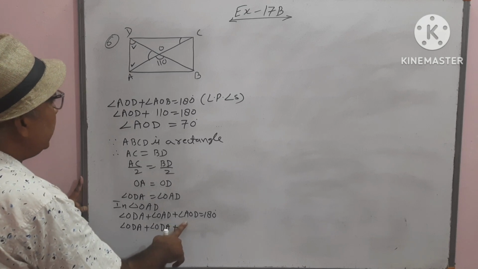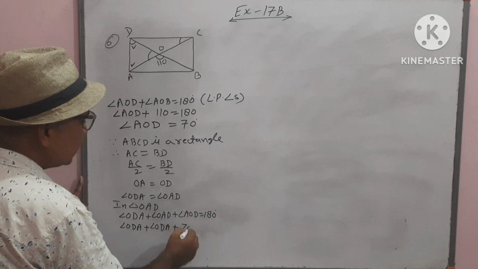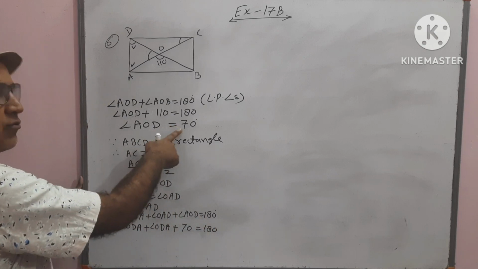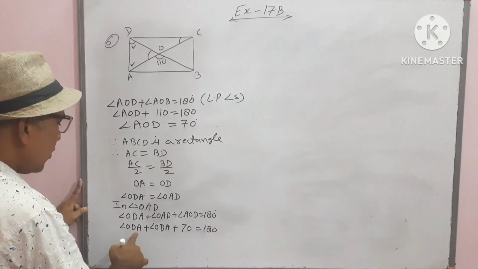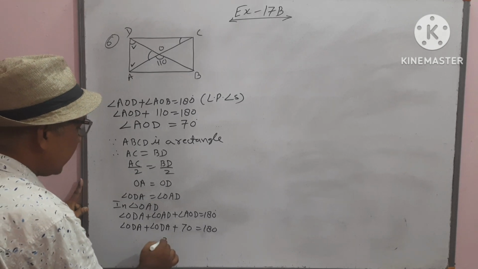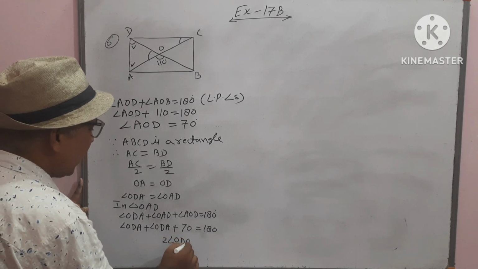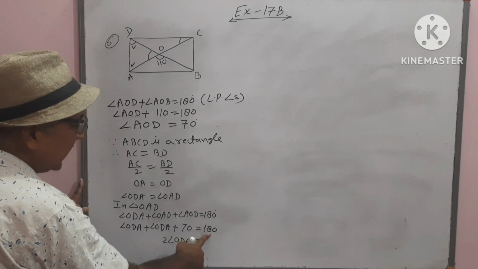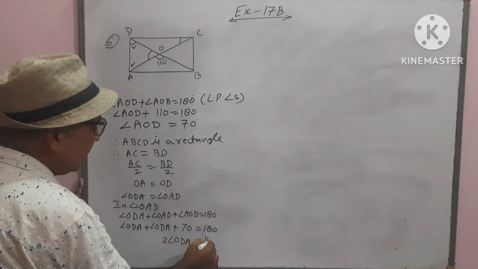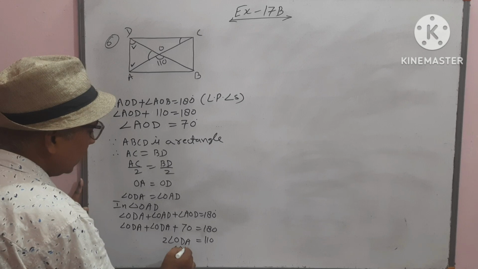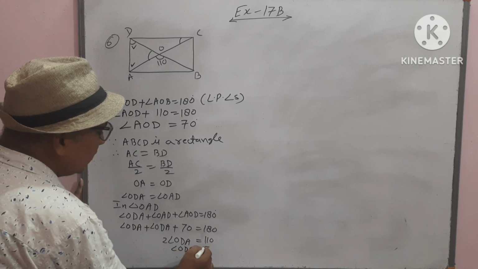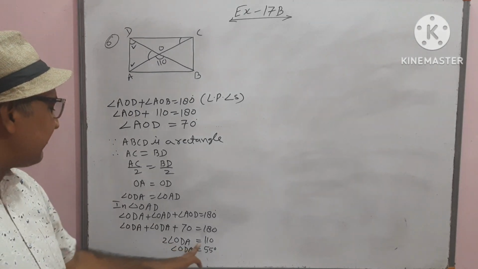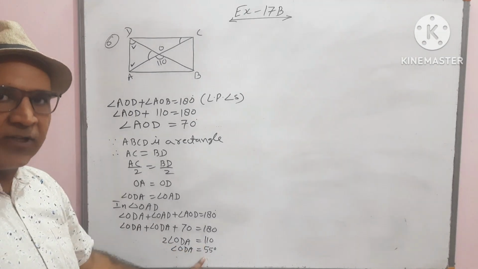Angle AOD is given 70 degrees, that we have found above. AOD is equal to 70, we have found. ODA plus ODA is 2 times ODA and 70 will go to the right hand side. Then 180 minus 70, 110. That means angle ODA is 55 degrees. Because 2 will divide 110, then we will get 55.